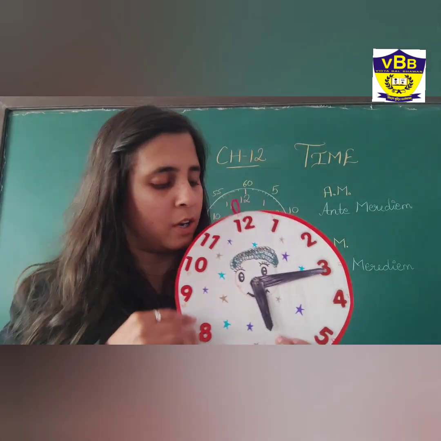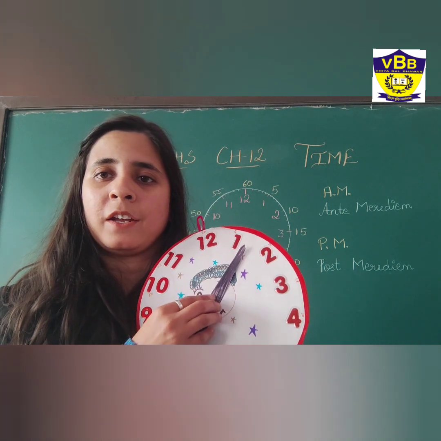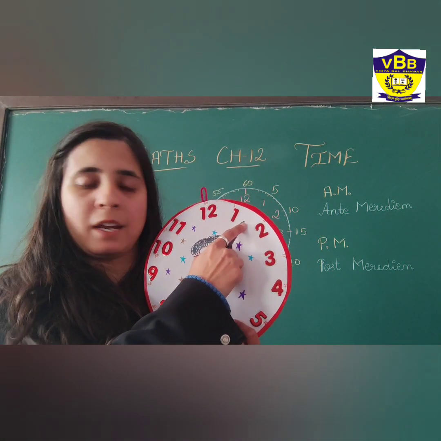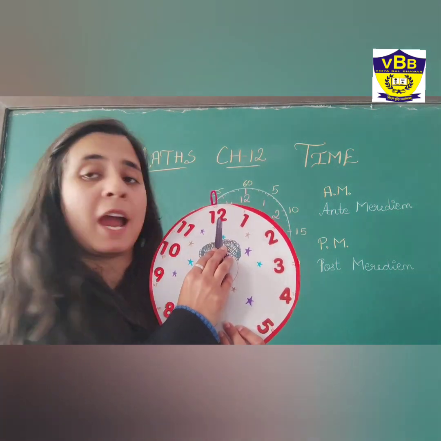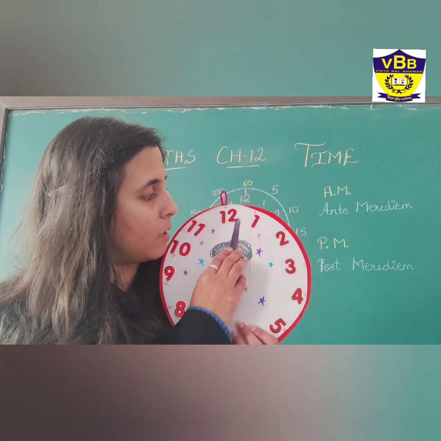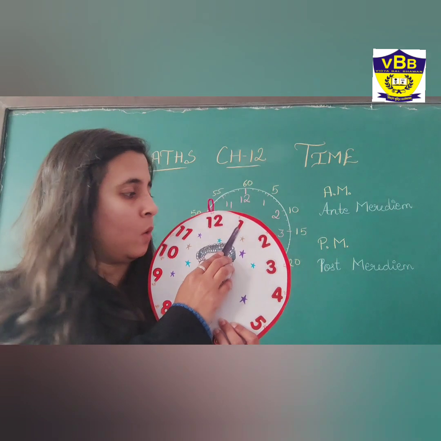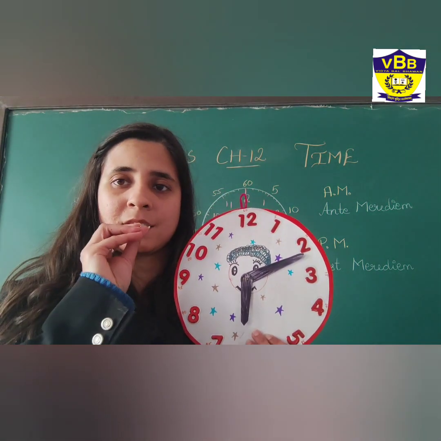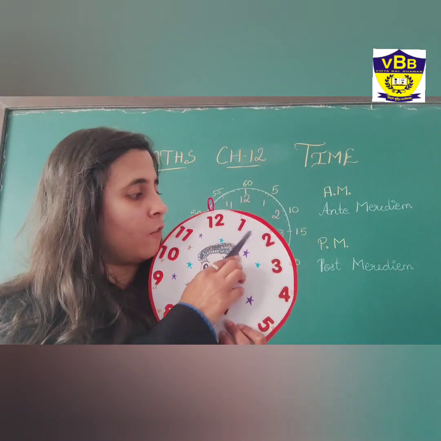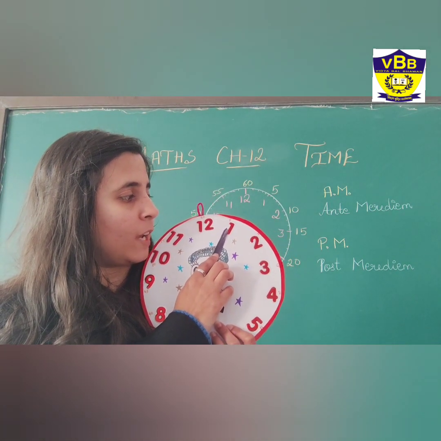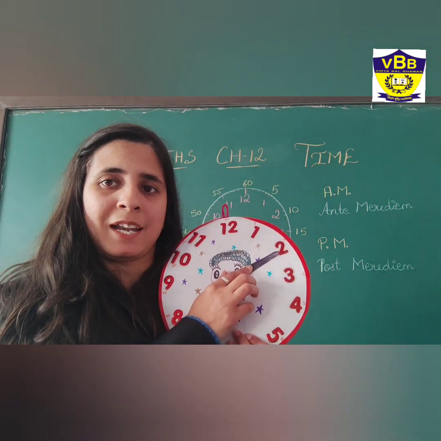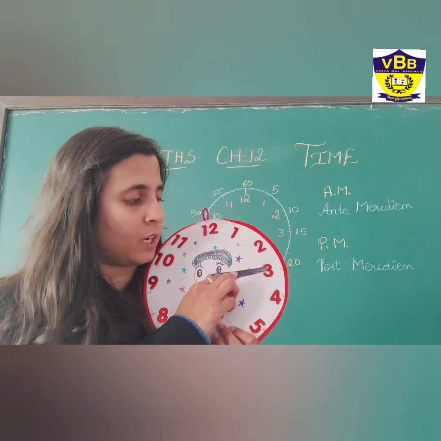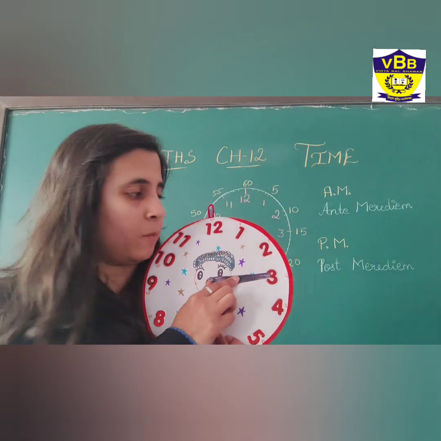Now let's talk about the minute hand. The long hand is the minute hand. When the minute hand is moving from one number to the other number, that means it is covering 5 minutes. When a minute hand moves from 1 to 2, we say that it has covered 5 minutes. From 2 to 3, it has covered 5 minutes.